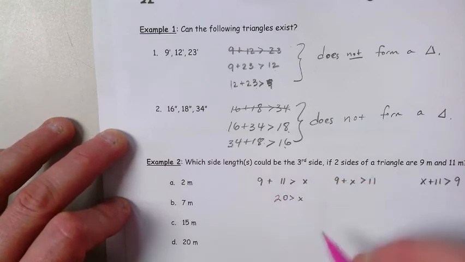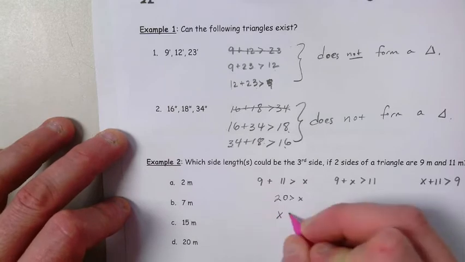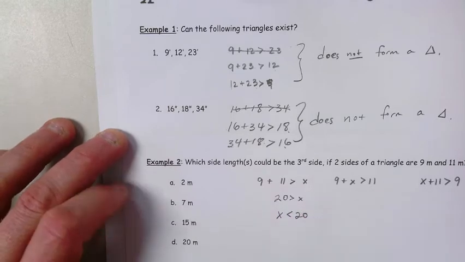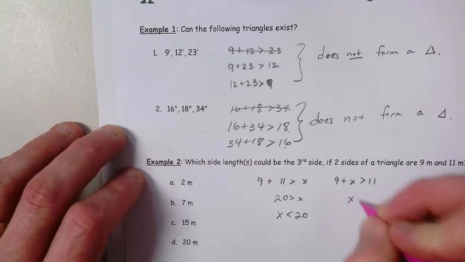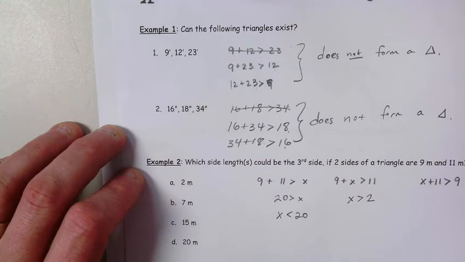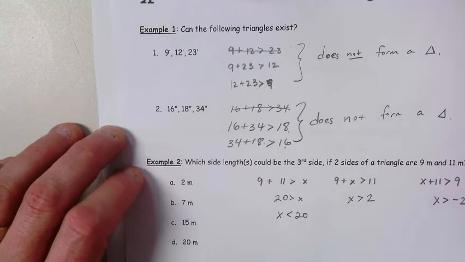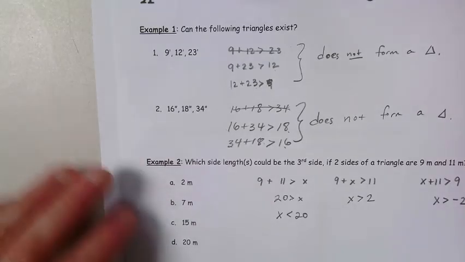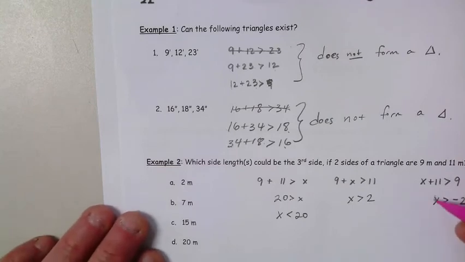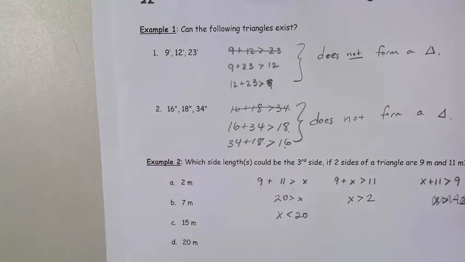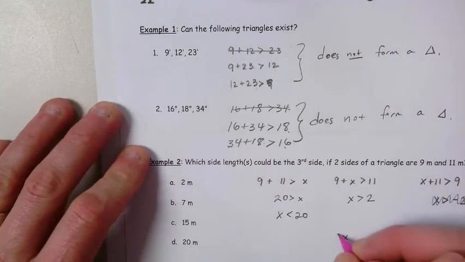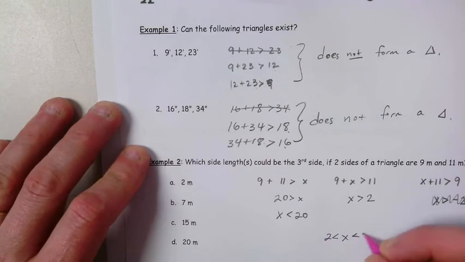If I write this from left to right, x being on the left, I'm going to switch this. x has to be less than 20. That's what that's saying right there. Remember, less than. I hope we can read those inequalities. Some of you may struggle. If I subtract 9, x has to be greater than 2. And over here, if I subtract 11, x has to be greater than negative 2. Oh, no way. It has to be bigger than a negative value. This one I don't even need. So as I look at this, I know that x is going to be bigger than 2 and less than 20.